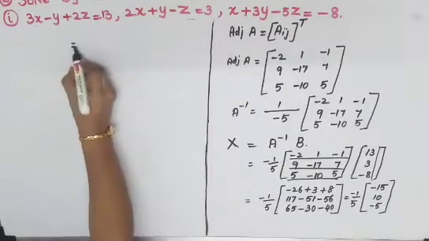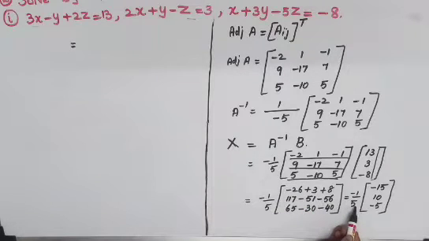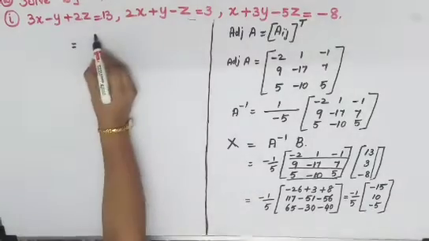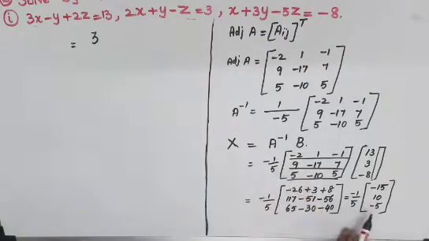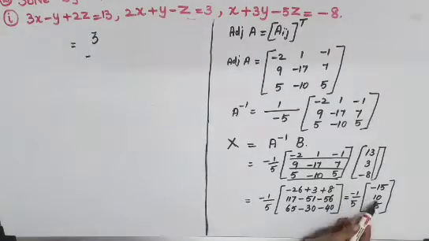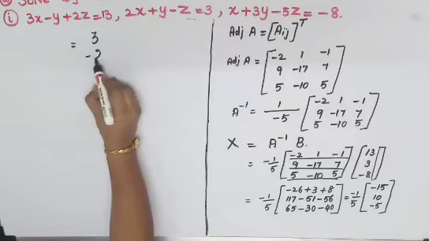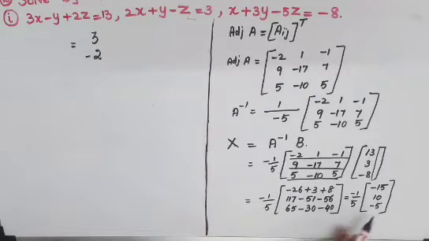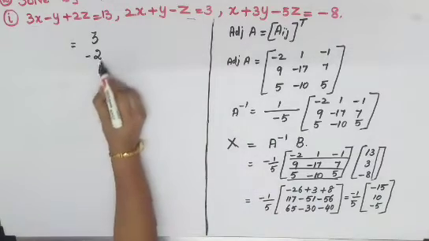So that is equal to, you will have to divide each term by 5 and minus is also there. So minus into minus it will become plus. 15 divided by 5 is 3. So the first answer is 3. Second answer is plus into minus is minus. 10 by 5 is 2. Third answer is minus into minus is plus. So 5 by 5 it will become 1.